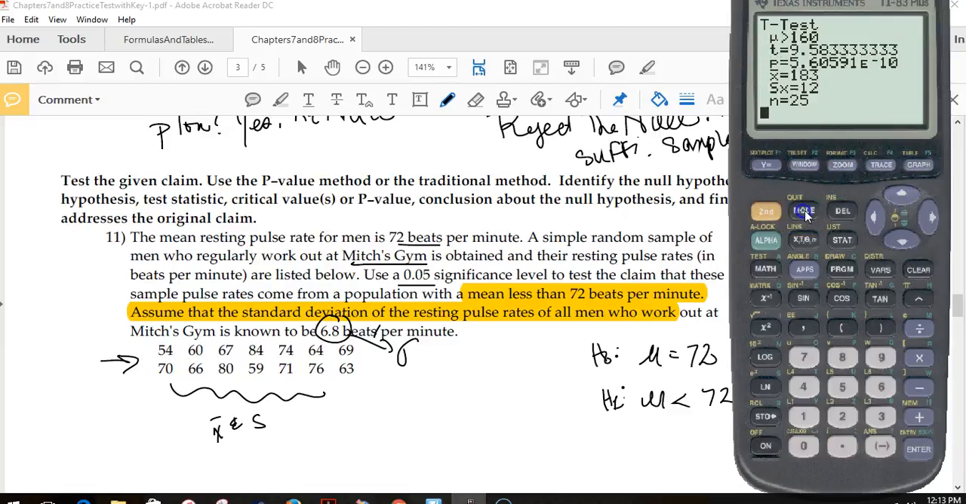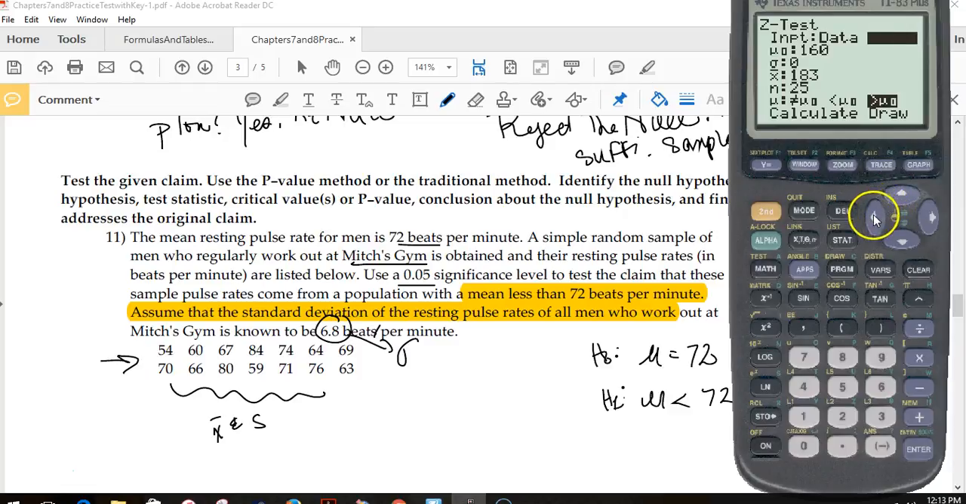When I hit second mode to go out to the main screen, I'll hit stat, go over to tests. This time I'm going to run a z-test because I do know the population standard deviation. It's 6.8. But I don't have the stats from the data. Remember, stats is for data, parameters for population.